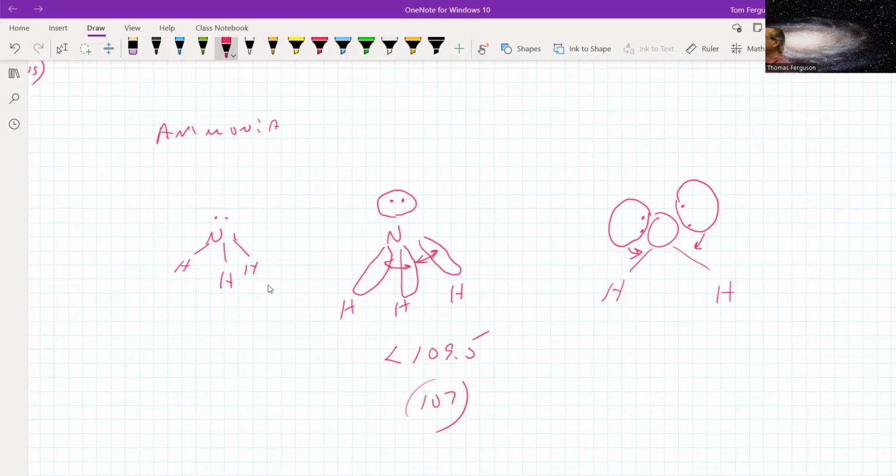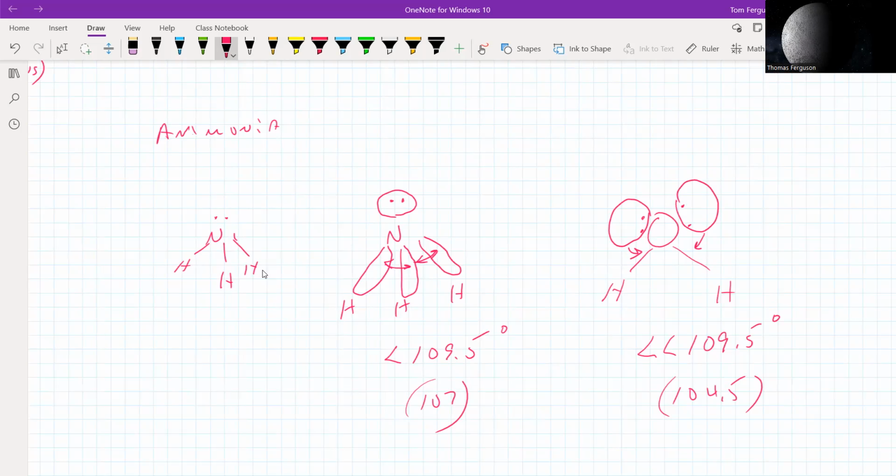So those are going to shove it together even more. Now I'm going to use double less thans, meaning it's more than the one. It happens to be 104.5, but that number 104.5 is important.